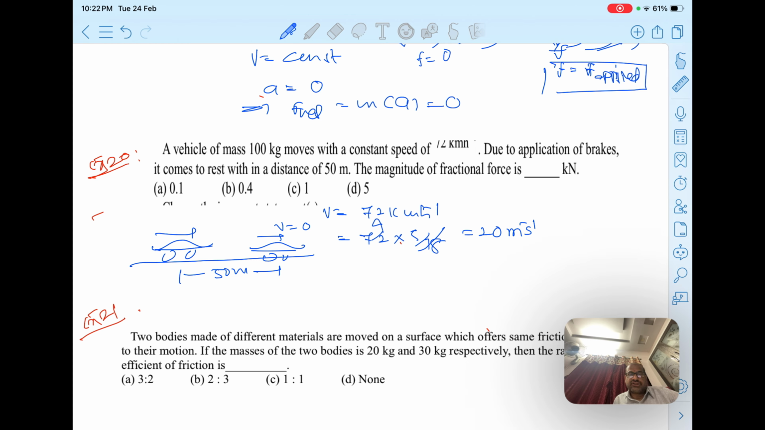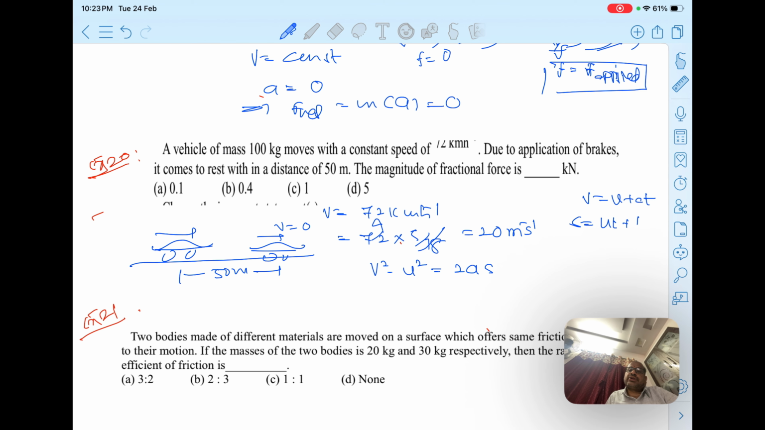Okay, the magnitude of frictional force: you can just find the retardation here. By the third equation, you can write v square minus u square is equal to 2as. Hope you remember the equations, yes or no? The first equation is v is equal to u plus at, if acceleration is constant, and next, s will be ut plus half at square.